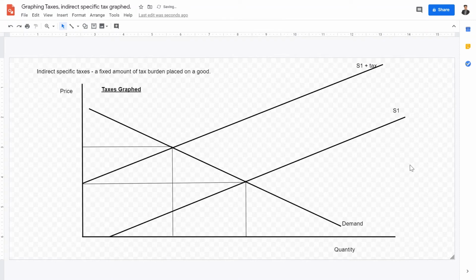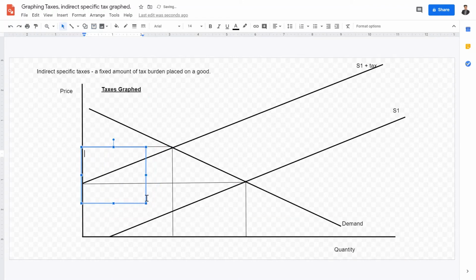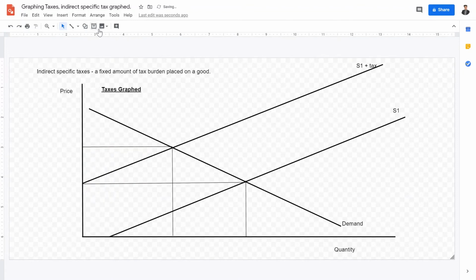Now, how do we identify the burden? Okay, what is the burden of this tax on consumers? What is the burden of this tax on producers? And what is the gain, the government gain of this tax in total? Okay, so the first thing we need to do after drawing the equilibrium points in both the old and the new is to draw a line between here.